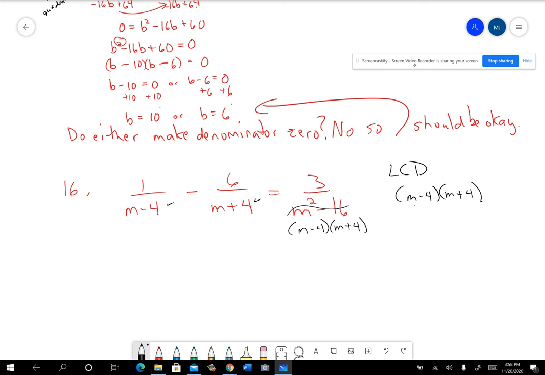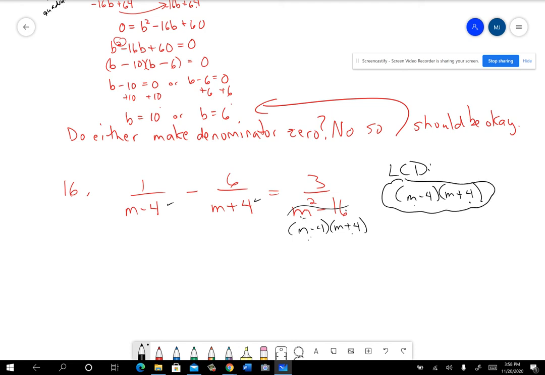But then do you see the m minus 4 and the m plus 4 both being in there would get rid of the m squared minus 16, because that's really m minus 4 times m plus 4? Okay, so you want to factor your denominator so you can really tell what the least common denominator needs to be. So that's it.